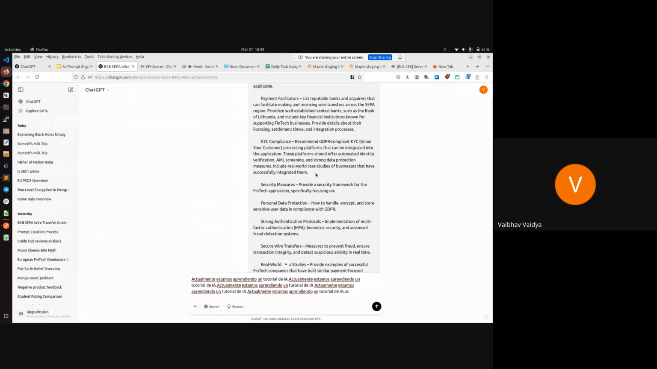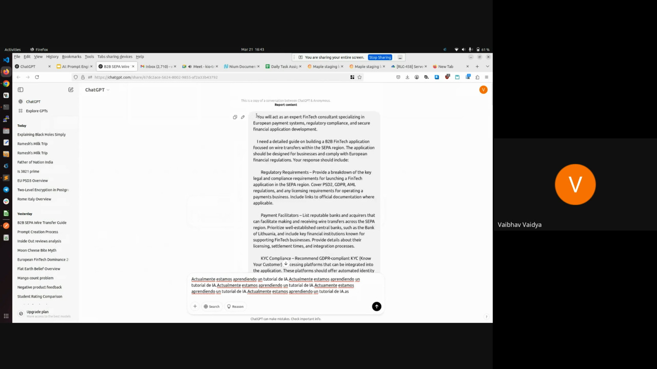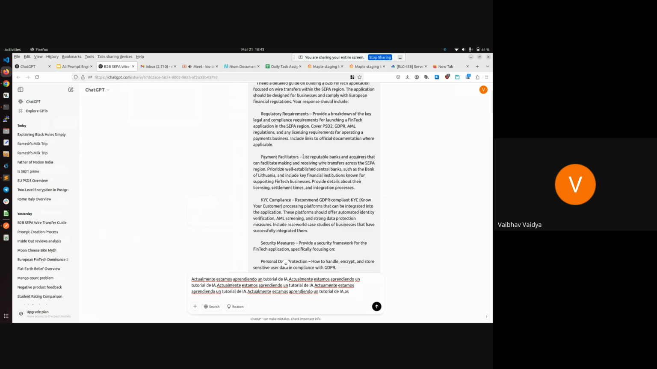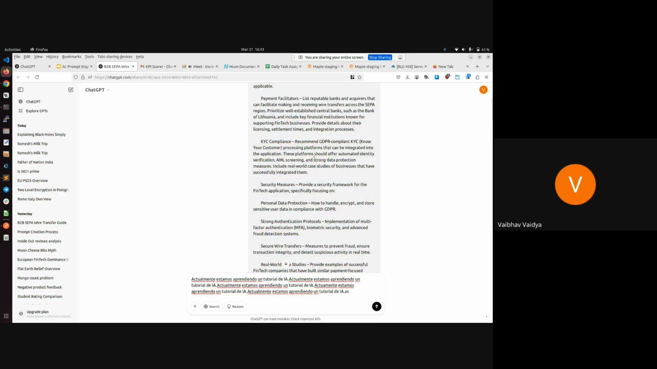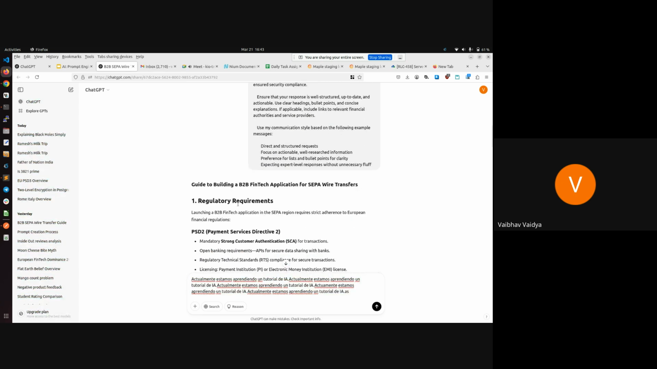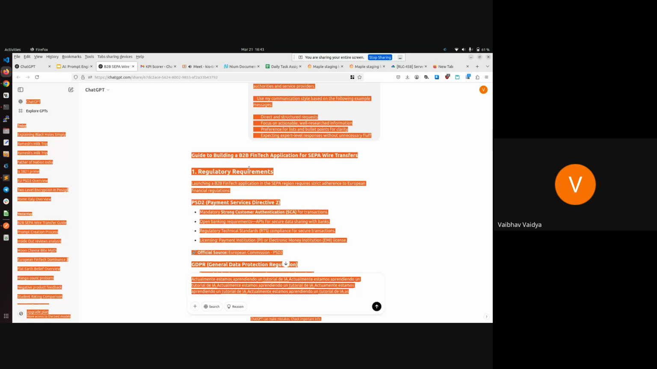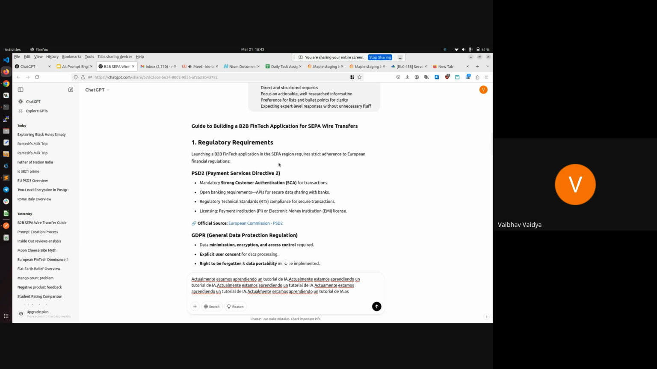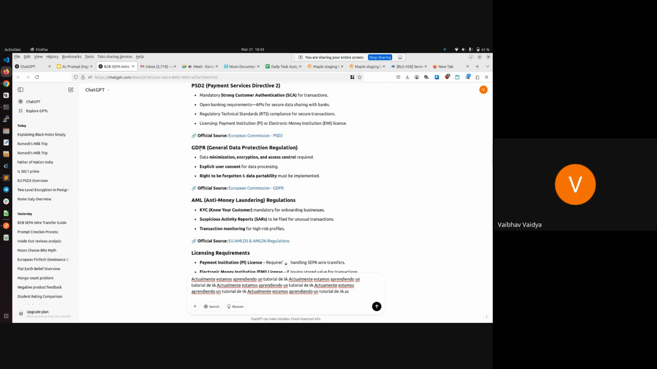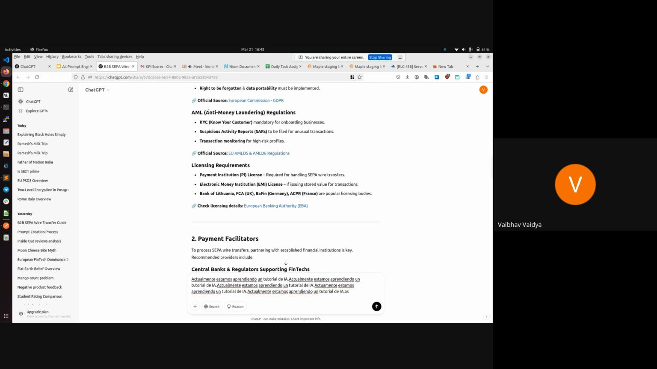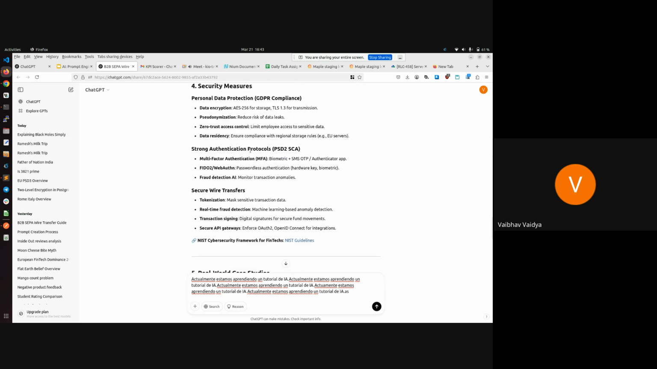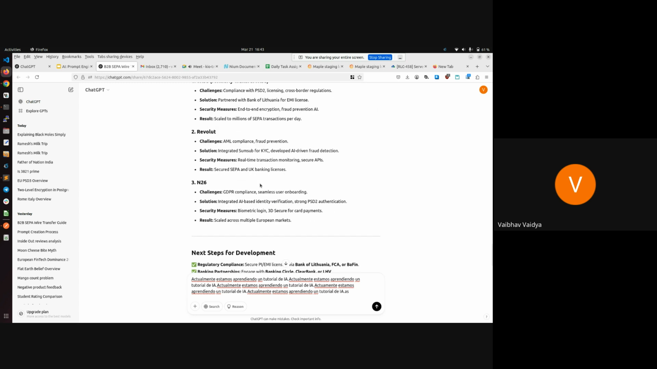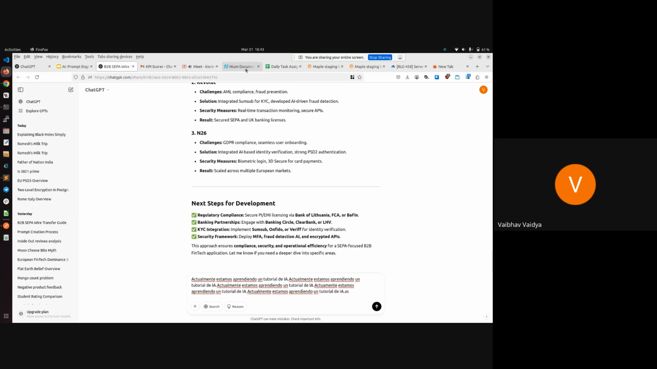Okay, ignore the keyboard. I got a final prompt on this: I need a list of payment facilitators, I need KYC compliance, and I need all this data. So it gives me a guide for building a B2B fintech application. You will need to comply with PSD2, GDPR, and anti-money laundering. So basically, I got the full guide on all the things that I should be able to realize and execute.